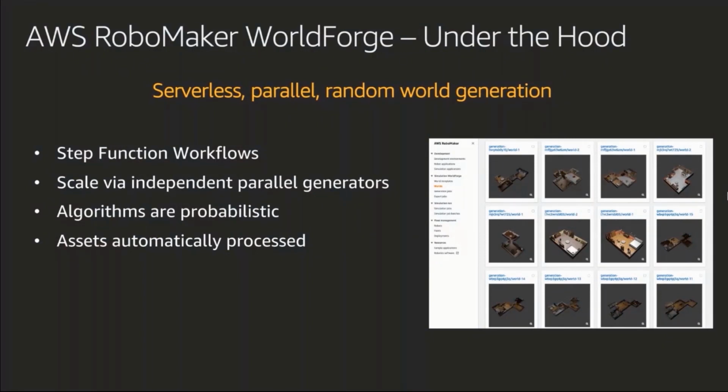It is a serverless parallel random world generator. What does that mean? We sit on AWS step functions workflows. We can scale by independent generators, and I'll explain what a generator is after this. And the algorithms are probabilistic. Probabilistic because we're able to create random worlds, procedurally create these according to your template inputs while retaining realism. And lastly, I'll talk a bit about where the assets come from. You saw the orange meshes in the Gazebo demonstration. I'll explain how we process these.